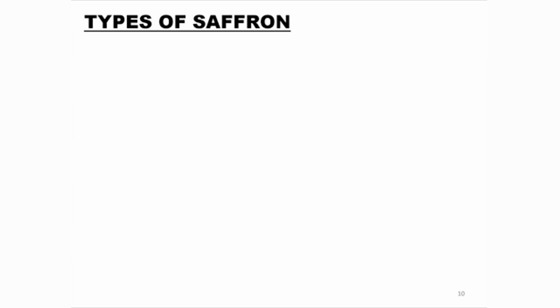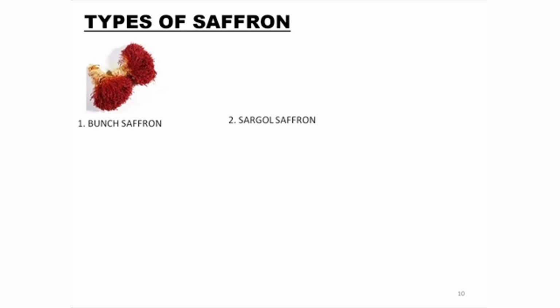So types of saffron, we see the first type, that is the bunch saffron, that is the yellow and red and yellow parts of the saffron are put together in a single strand, and the stigma of the three saffron branches in this part are not separated from the white part of the saffron. This is the bunch type. So this is also known as the bunch saffron. And the second one is the sargol saffron.